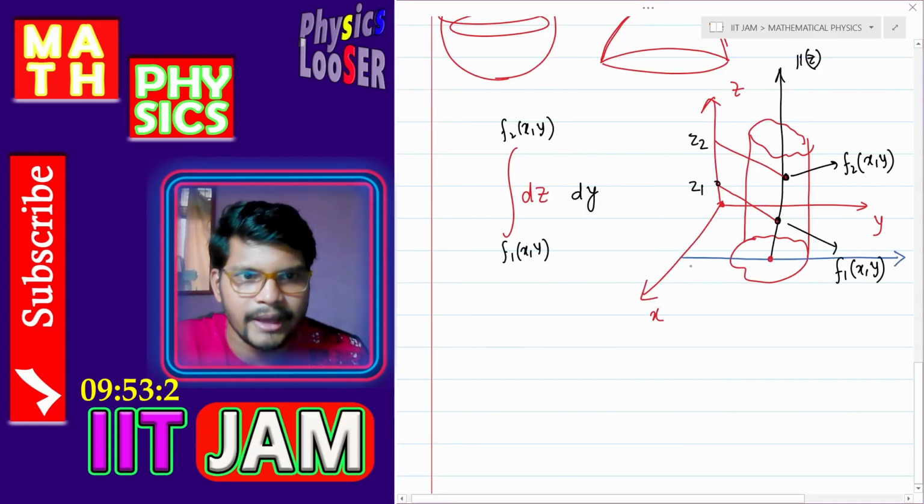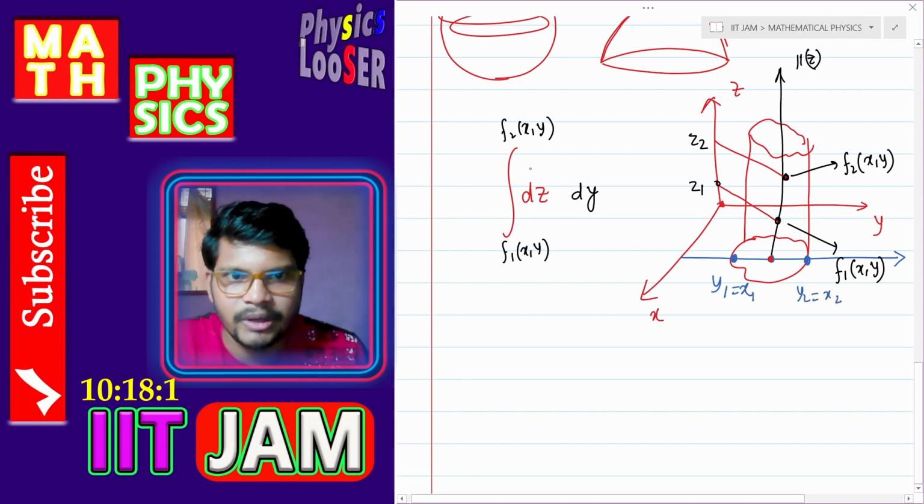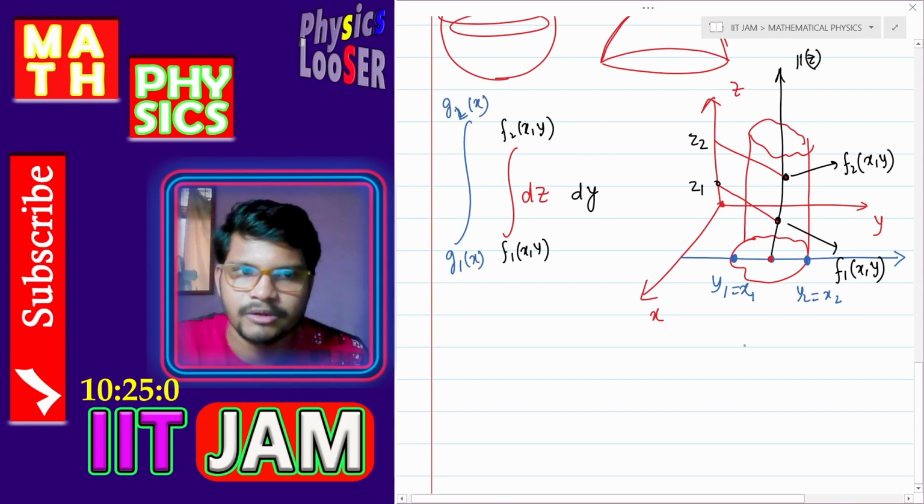So at fixed x, you can just say that this is something you are taking. You can see that it is cutting this line, this region from here to here. So when you're going from left to right, you have to see that initially it cuts the point, and finally it is cutting the point. So I can write in terms of y1 is equal to, let us say, x1, or y2 is equal to x2. So I can say that it is maybe g1 of x and g2 of x. So this is the second limit on the dy.